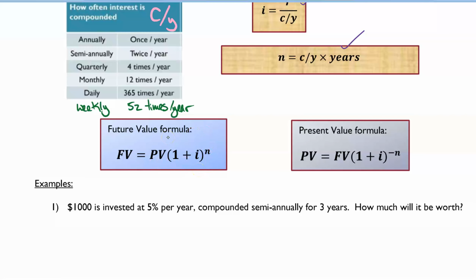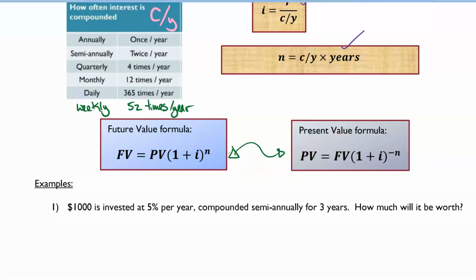Okay, you could rearrange it. If I was to isolate PV to calculate the present value, all I'd have to do is to multiply both sides by the inverse of 1 plus I to the exponent n, which would be 1 plus I to the exponent negative n. And if you do that, then the PV will be by itself, and it'd be FV times 1 plus I to the exponent negative n. And you can see that right here.